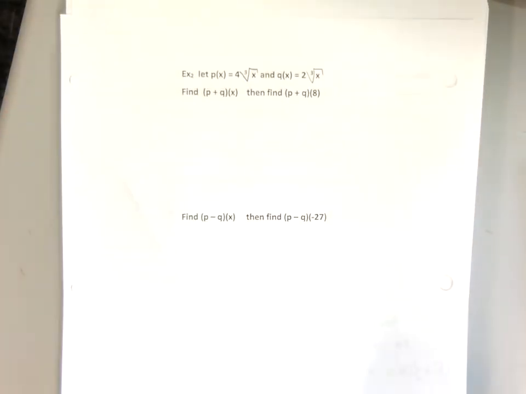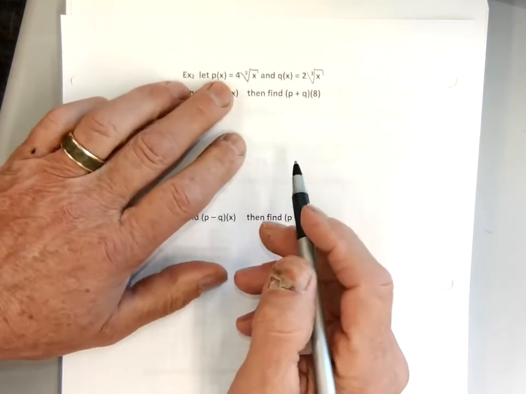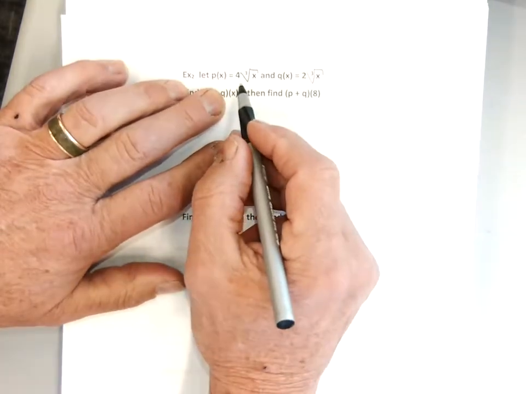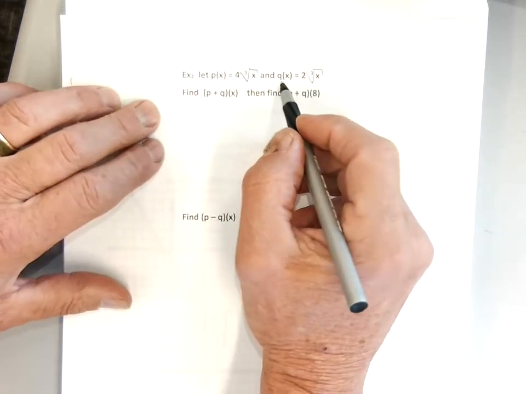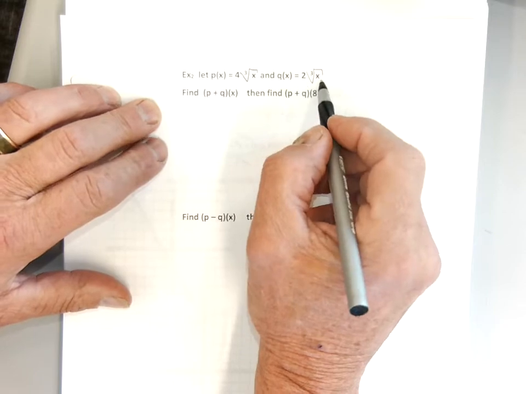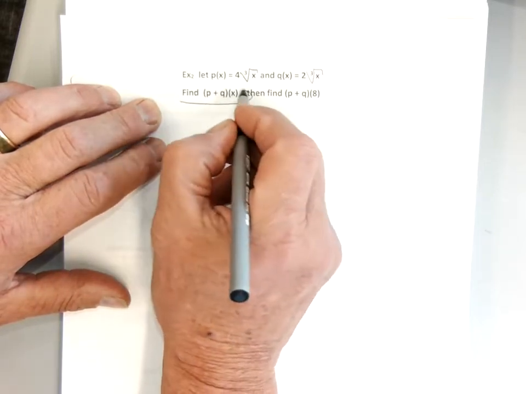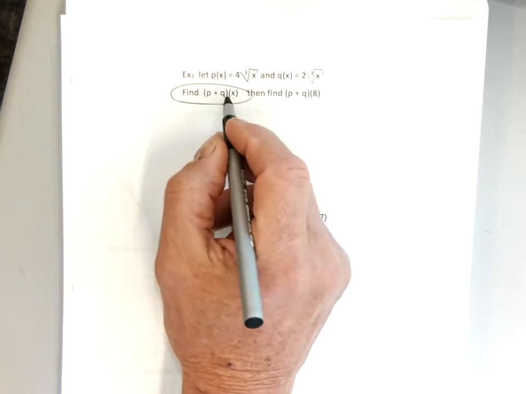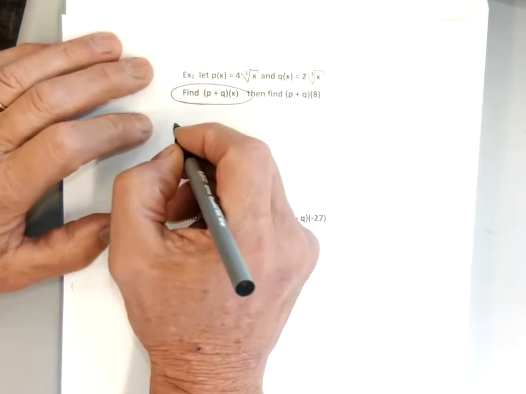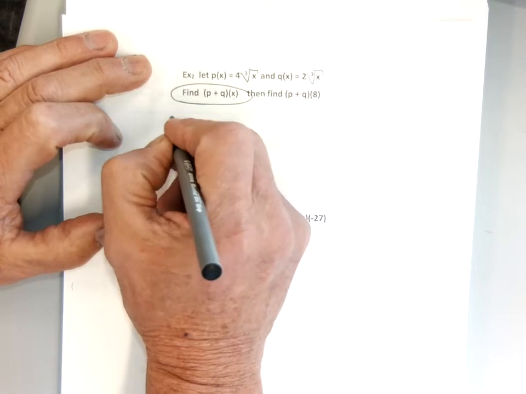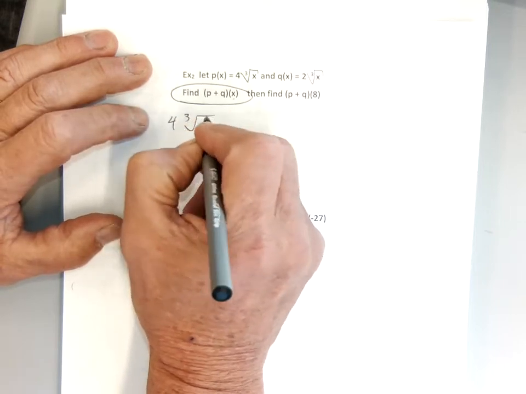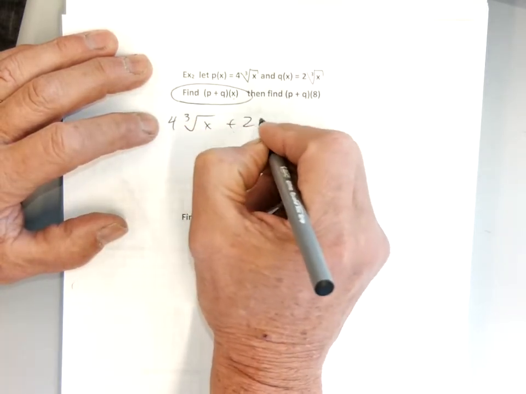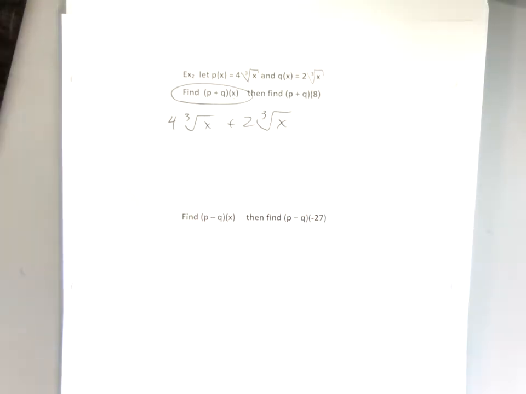Example 2. Okay, p of x is equal to 4 times the cube root of x, and q of x is equal to 2 times the cube root of x. Okay, so what we're going to do, find p plus q of x. Let's add these. So I'm going to go 4 cube roots of x plus 2 cube roots of x. That's easy to add, right?